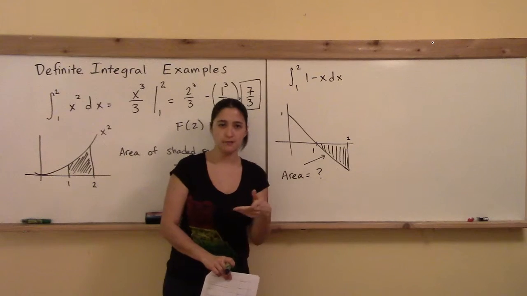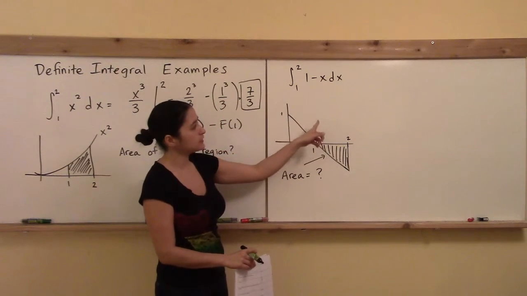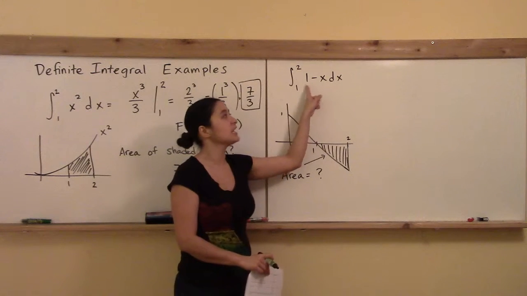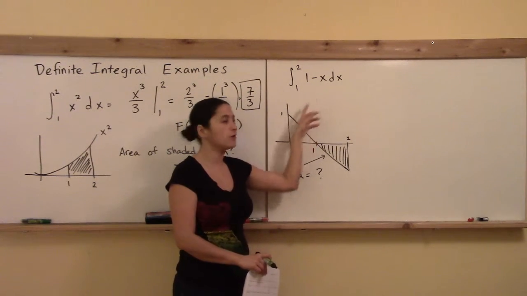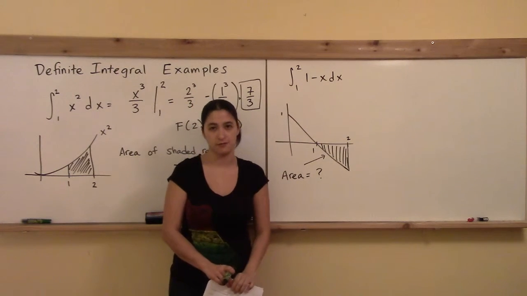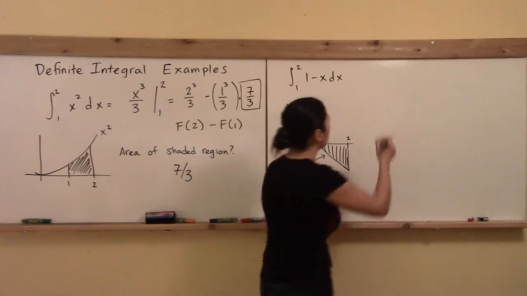Now I want you to pause the video and try to calculate this on your own. And remember, your first step is going to be to find the antiderivative for this. And then you evaluate that antiderivative on both the bounds and calculate the difference. Go ahead and try it out. Okay, so let's see what you did there.